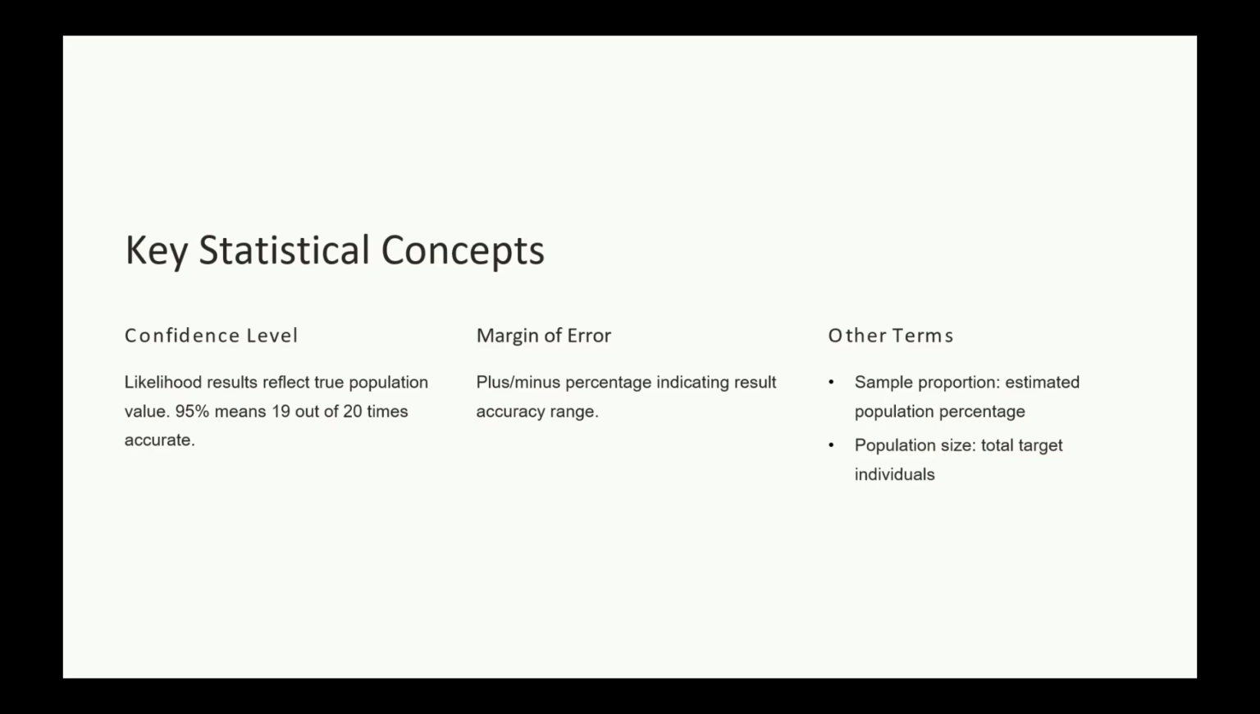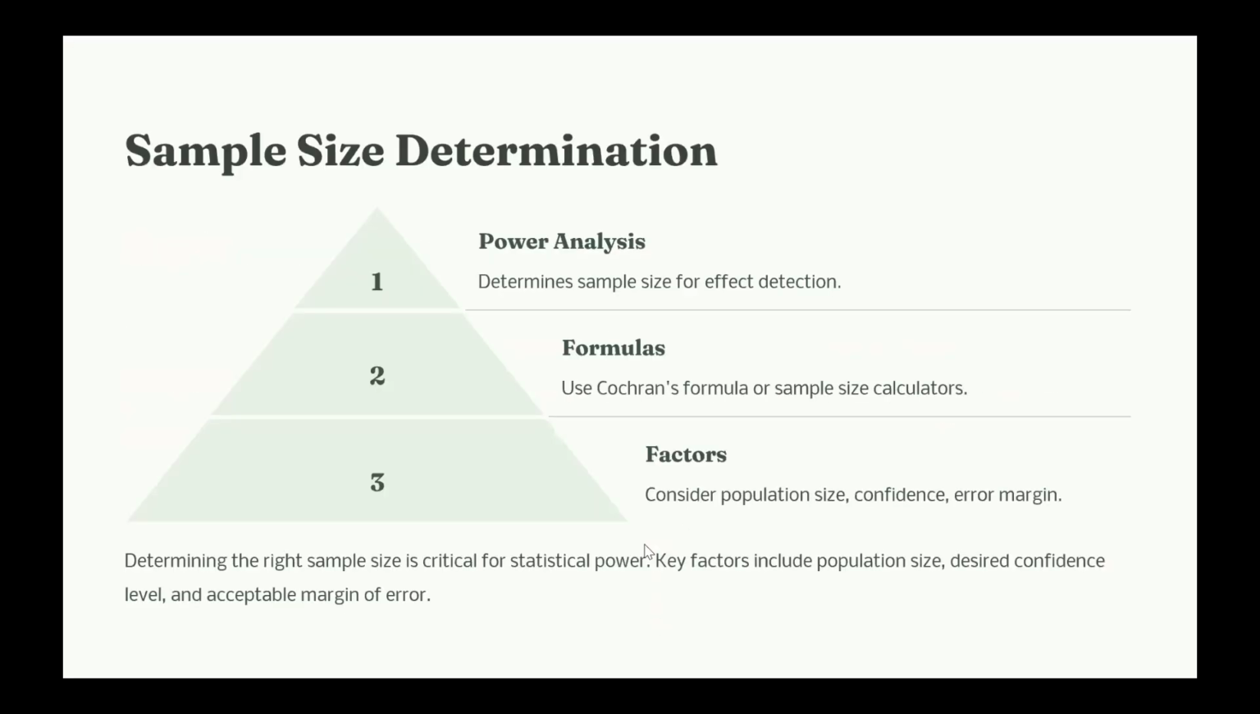Your margin of error would usually range between 0 to 5%, although some extend to 10% depending on the type of research you are carrying out. So, sample size. Power analysis determines sample size. And this is critical. Determining the right sample size is critical for statistical power. Key factors include population size, like I've said, desired confidence level, and acceptable margin of error.